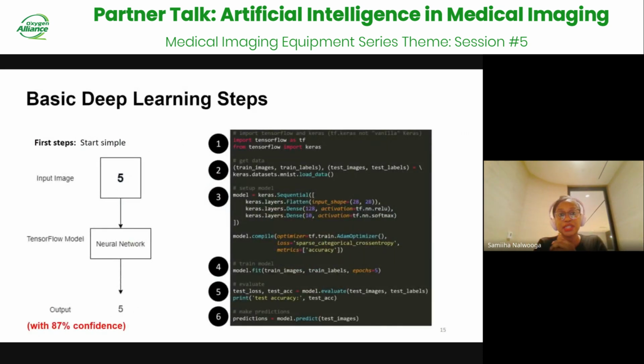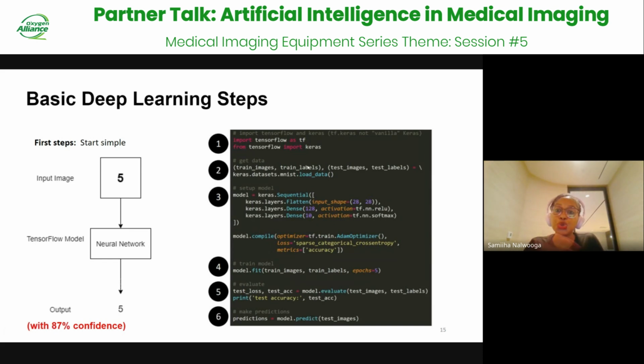So we have the basic steps of deep learning. First of all, we start simple. We have a neural network that has been designed using TensorFlow. Then we feed an input into it. Then we can see that our network is actually able to accurately tell that the digit in the image that has been fed into it is a 5, and it even gives you a probability or a confidence level: yes, we predict it's a 5 with a confidence level of 87%.